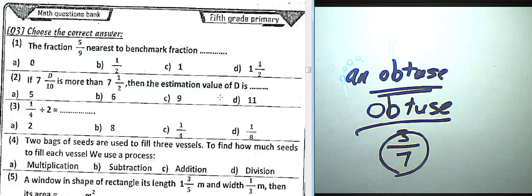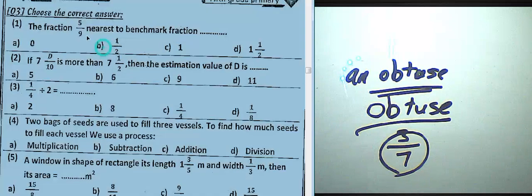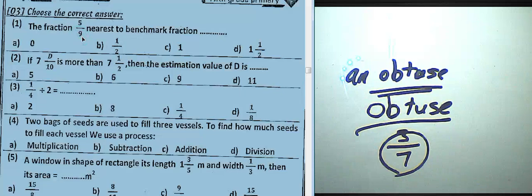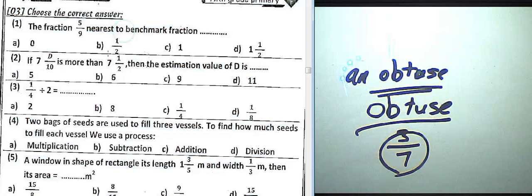The fraction 5 over 9 is nearest to benchmark by half. Why? Because half of 9 will be 4.5. Then 5 is nearest to half of 9. Half of 9 equals 4.5. Then 5 over 9 will be nearest to half by using benchmarks.